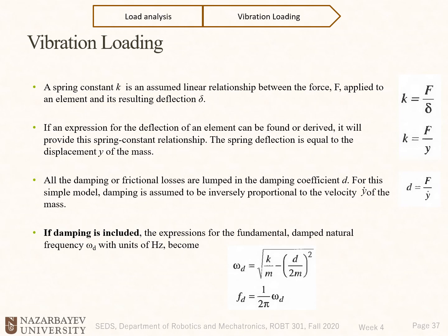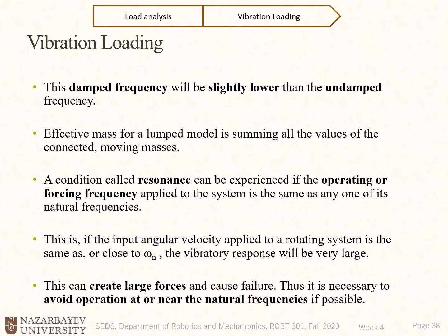So again, why do we need this fundamental natural frequency? Because the maximum vibration and the maximum force happen at this frequency. This damped frequency will be slightly lower than the undamped frequency. Effective mass for a lumped model is summing all the values of the connected moving masses. A condition called resonance can be experienced if the operating or forcing frequency applied to the system is the same as any of its natural frequencies.